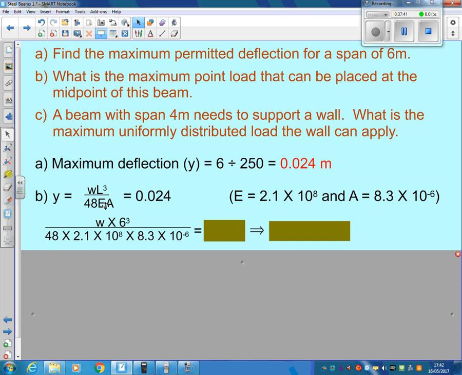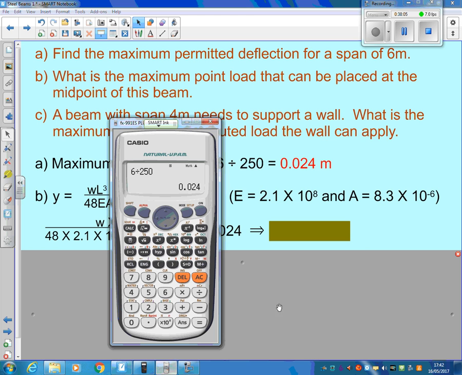That's 48 times, there's Young's modulus, 2.1 times 10 to the 8. There's the second moment of area, 8.3 times 10 to the minus 6. And I know that that lot, which is just putting my numbers in there, must come to the maximum deflection, which we've just worked out was 0.024. I want W. I just shift solve it. Okay, so go to that.